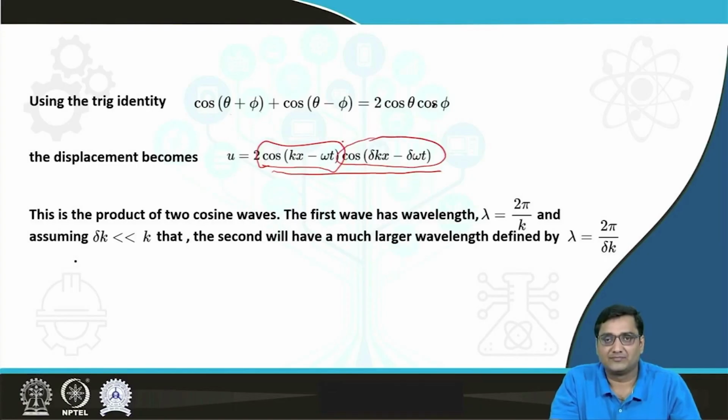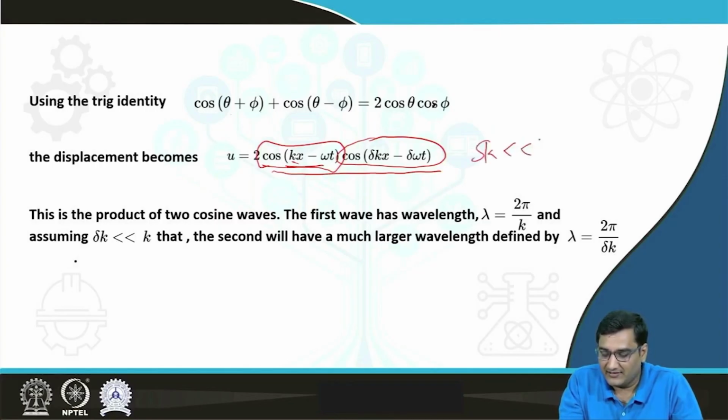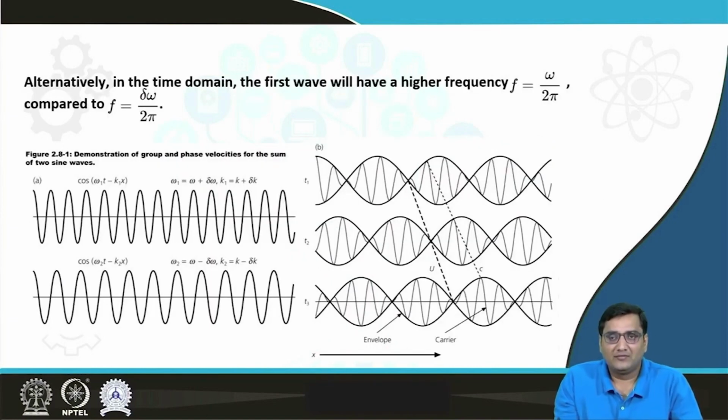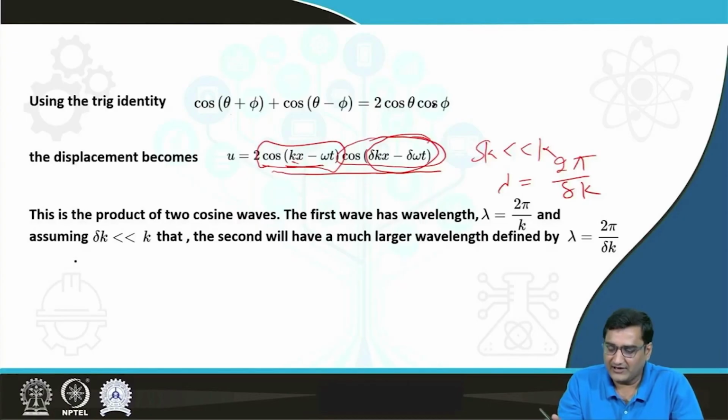The wavelength of the first wave is 2 pi by k, where delta k is very much less than k, and the second wave has the wavelength lambda equal to 2 pi by delta k. This is the second wave and its phase is like this. That is how we can define two waves: one having the wavelength 2 pi by k, and another having the wavelength lambda equal to 2 pi by delta k. If you look at that expression again, let me highlight it to show you clearly.